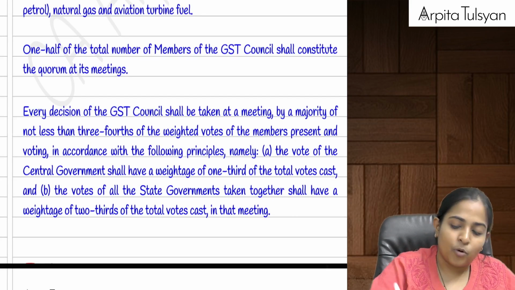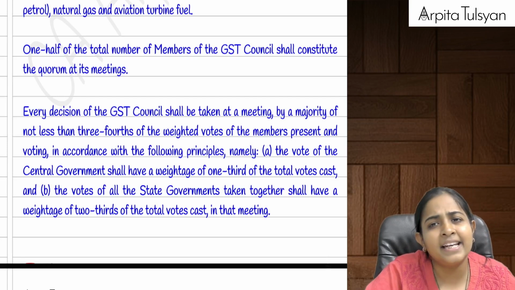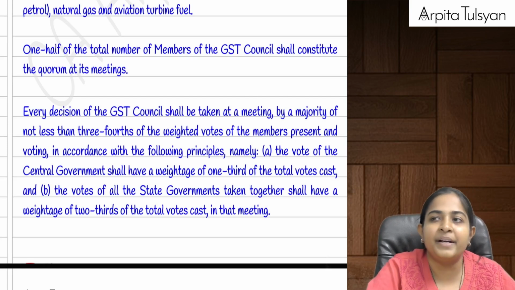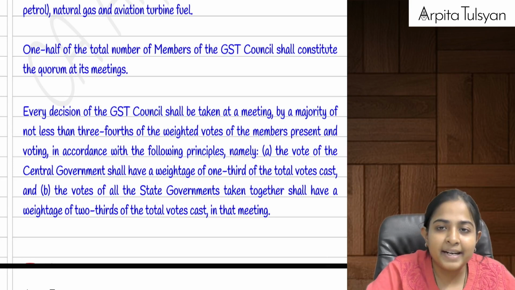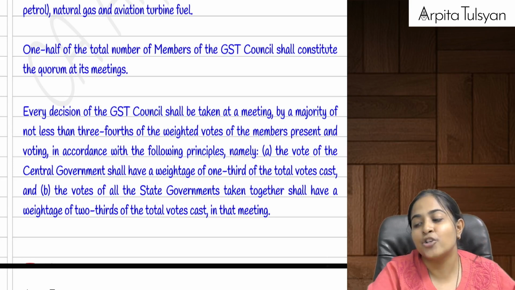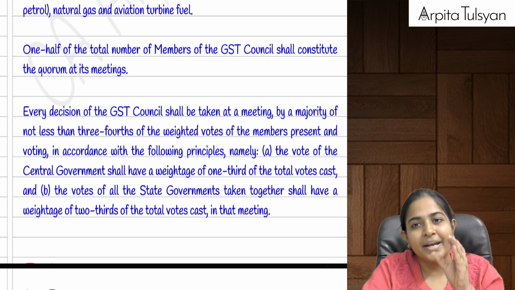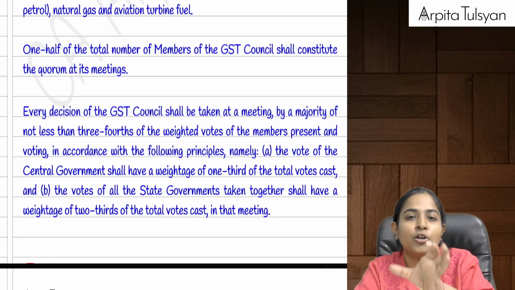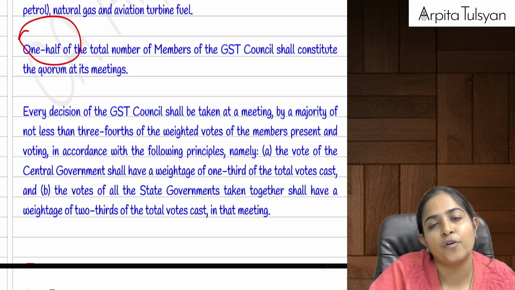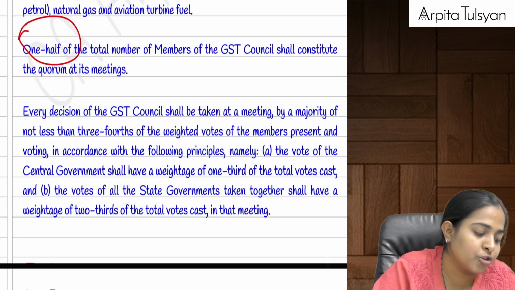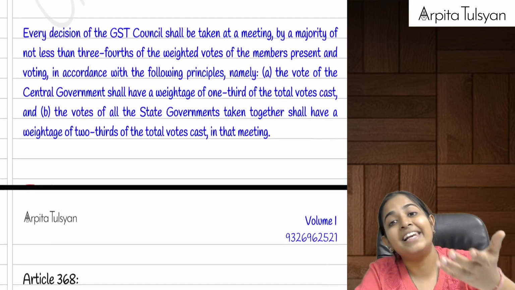Right? Acha, now the GST Council will meet. You must have seen in the news, etc. also, right? The GST Council meeting is going to be held today and all those things. So for a particular meeting to be a valid meeting, can we say we should be having a quorum? That is, some minimum number of members should be present to decide on the matters. So 50% of the total number of members of the GST Council should be there, so as to conduct a valid meeting.